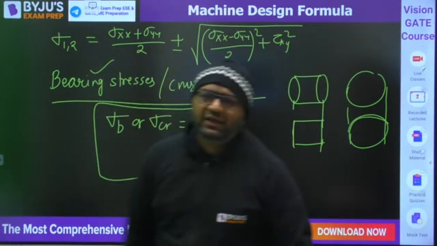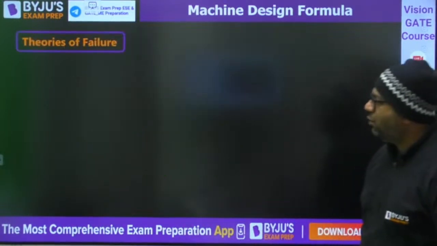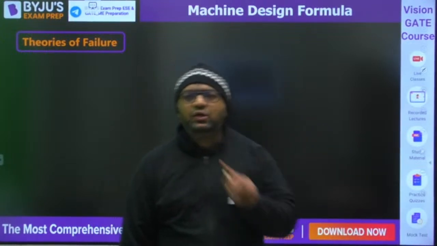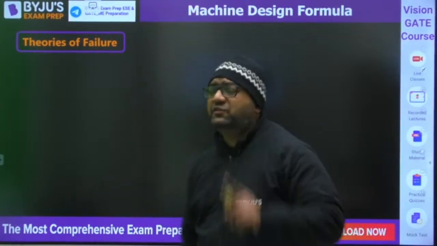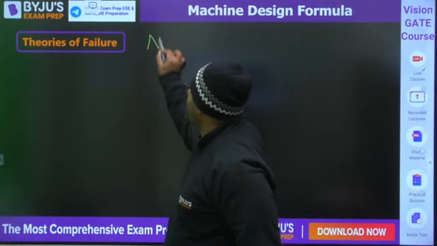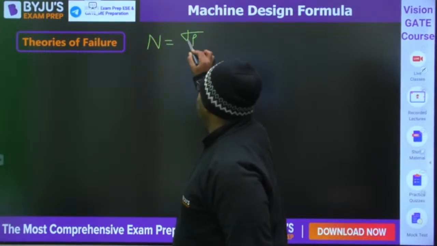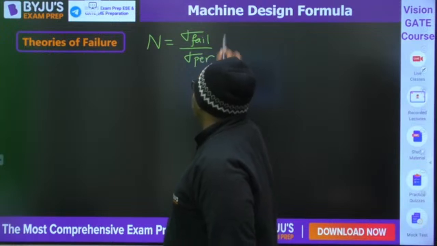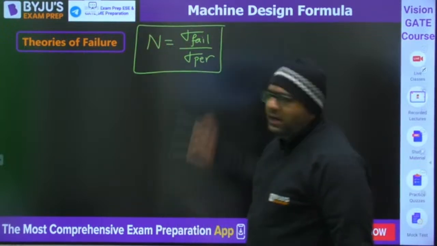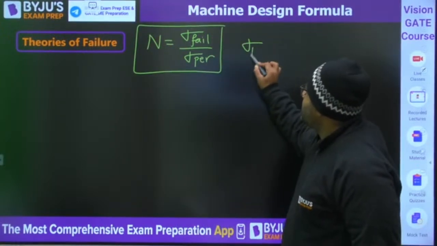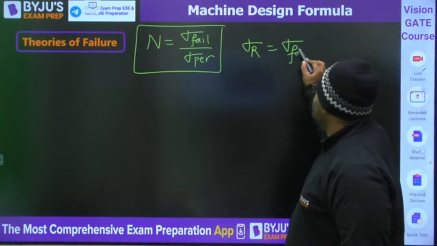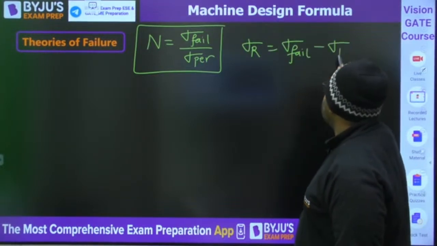Okay guys, so with this we have seen all the formulas which would be required. Now we are entering into the theories of failure. When we talk about theories of failure, the very first formula which comes into the picture is the factor of safety. Factor of safety is written as failure stress divided by permissible stress. This is the very first formula. In that we provide some reserve strength to the material, that is given as failure stress minus permissible stress.